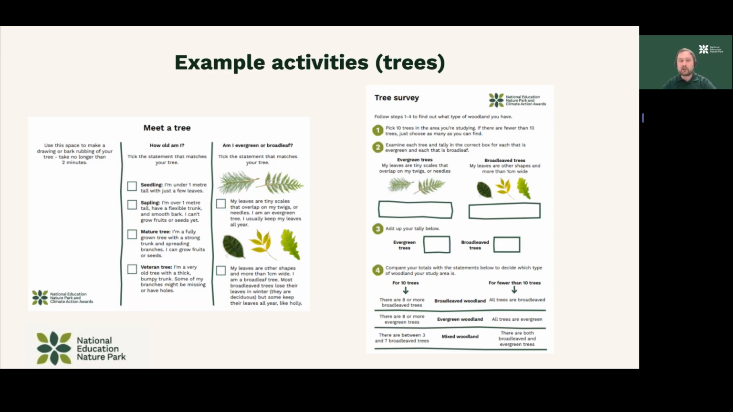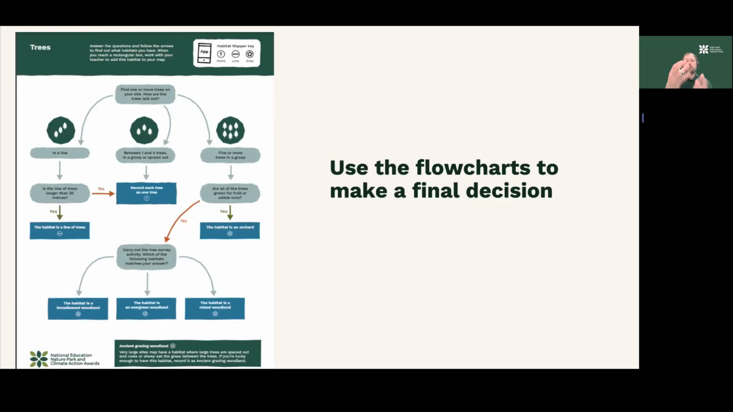So this is the one around the tree survey and really getting to understand a tree. Your learners are using those flow charts to make a decision on how to record that data through the habitat mapping. So following the flow chart, say for trees, not just labeling it as trees, but maybe as a mixed woodland or an evergreen woodland or a broadleaf woodland.